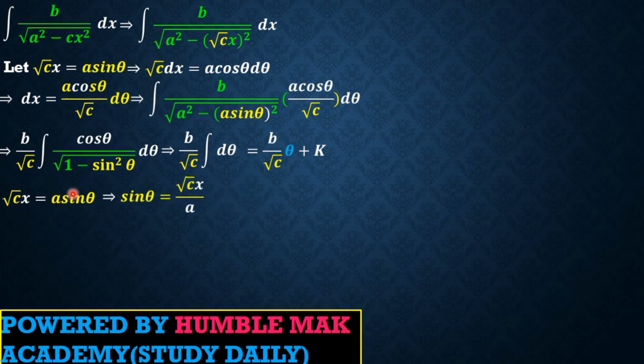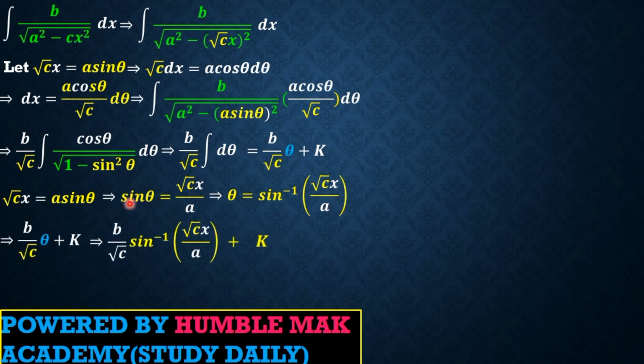If we divide all through by the square root of c, sorry, by a, we have sine theta equal to the square root of c x over a. To solve for theta now, we take sine inverse on both sides. We have theta equal to sine inverse of the square root of c x over a. This result now simply translates into b over the square root of c, sine inverse of the square root of c x over a, plus a constant of integration k.